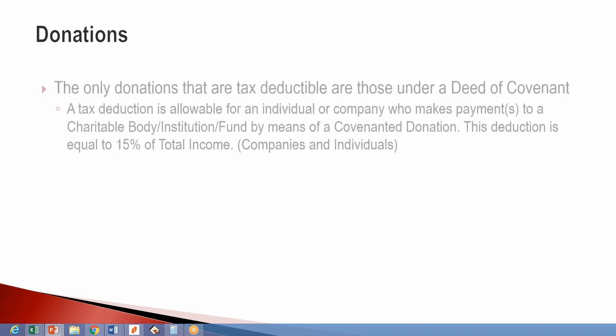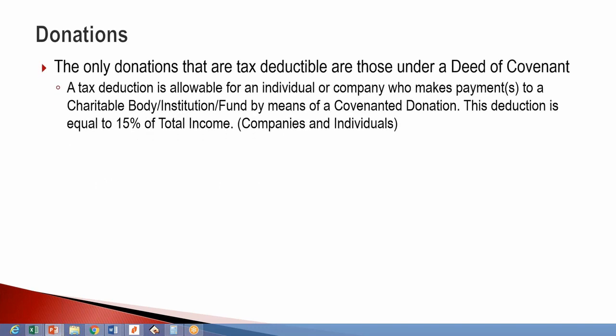Let's talk a little bit about donations, because some of us have tithes, some of us have donations to church, some of us have donations to charitable organizations. The only donations that are tax deductible are those made under a deed of covenant. So when you make a donation, we're not looking at that for tax purposes at all, unless you make it under a deed of covenant.